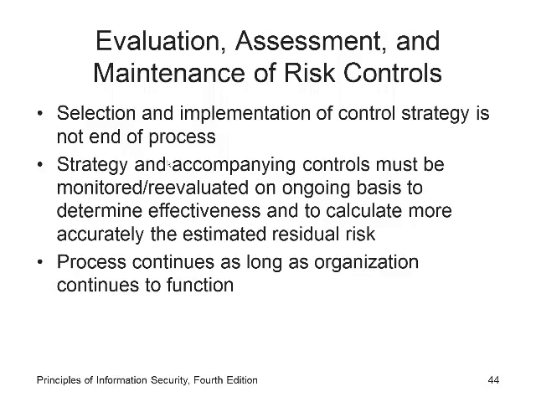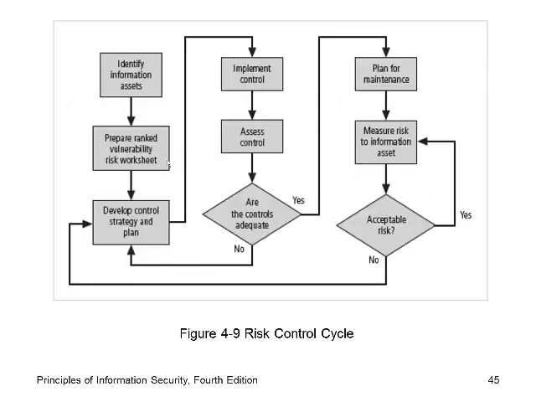Alright. So selection and implementation of controls is not the end of the process. They must be monitored and evaluated on an ongoing basis. So I installed this firewall. Does anyone look at it? Does anyone make sure it's functioning? Does anyone ever check the logs? Kind of an important thing. So this process continues as long as the organization continues to function. As long as you're using this control, you need to be evaluating it and monitoring it. Maybe there's a better control out there. Maybe you want to switch. Here's the risk control cycle.